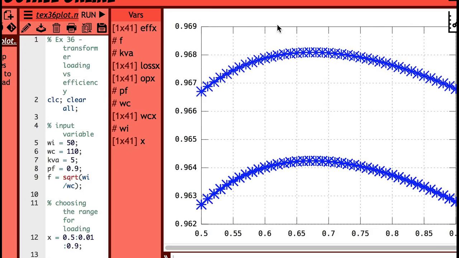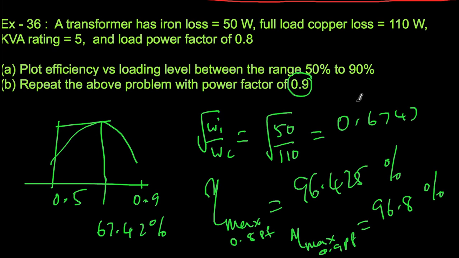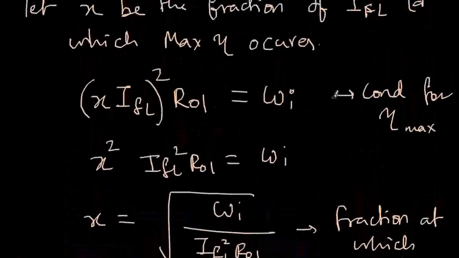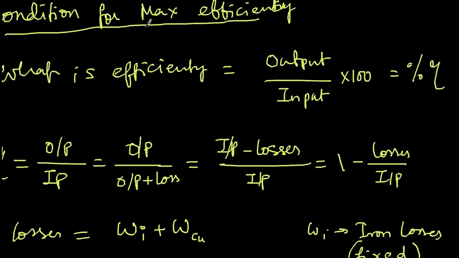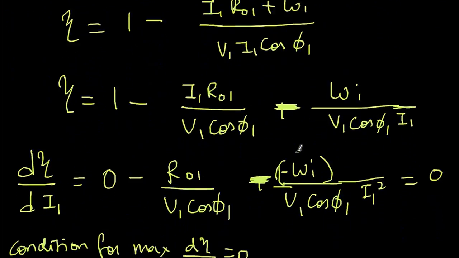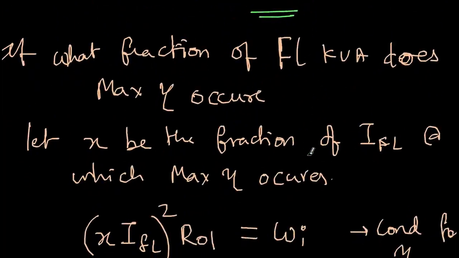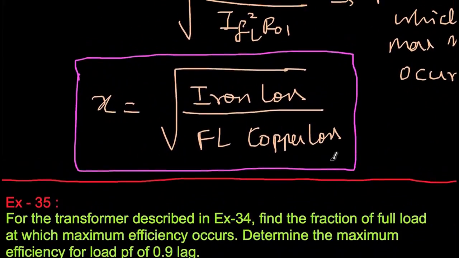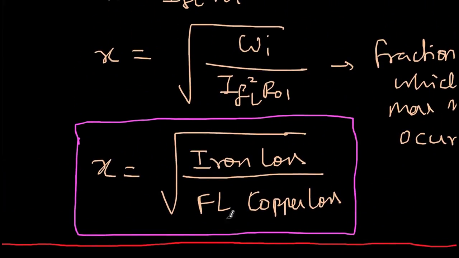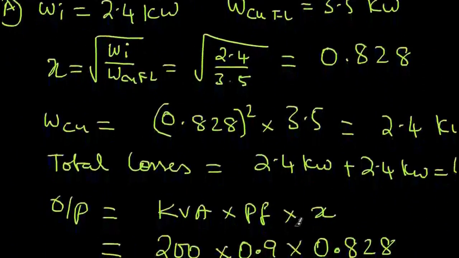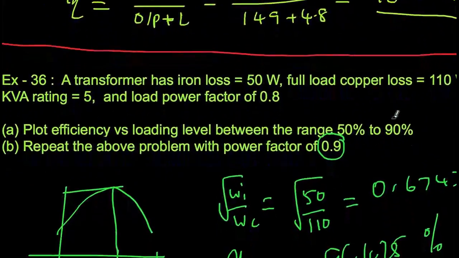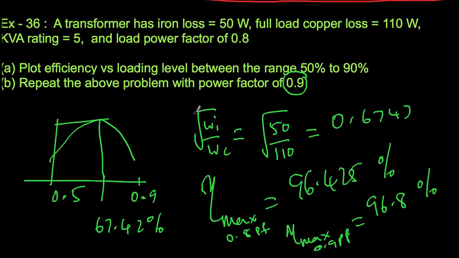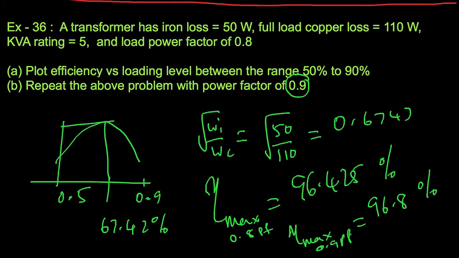So with this, I'll end this video. In this, we studied the condition for maximum efficiency, how the efficiency keeps changing with the change in the load, and we solved for what fraction of load maximum efficiency occurs. All these things we solved. I hope you learned something from this. Try all these things out yourself, and we'll see you in the next lecture.